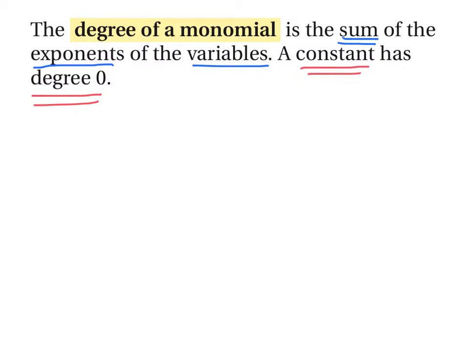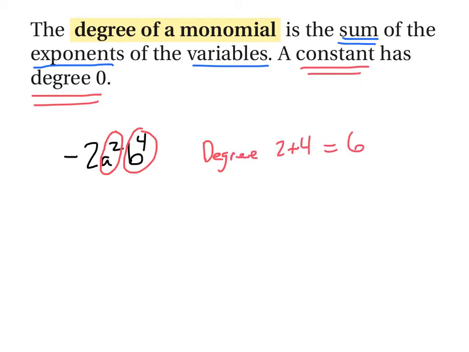So let's try this. Let's consider negative 2a squared b to the fourth. Well, we have two variables. The a is squared and the b is to the fourth power. So to find the degree, we just add up 2 plus 4 and we get 6. And that's the degree of our monomial. Our degree is degree 6. What about the number 4? What's the degree of 4? Well, this is a constant, so the degree is 0 because it's a constant.